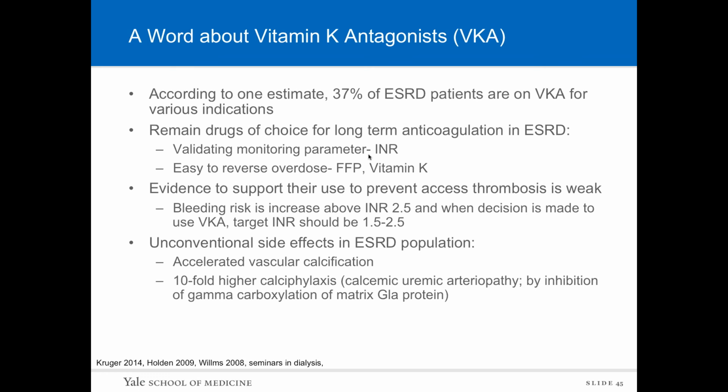Unconventional side effects in the ESRD population, which are generally not seen in other people, are accelerated vascular calcification and the rare but dangerous complication of calciphylaxis, which is also known as calcemic uremic arteriopathy. There's about a 10-fold increase in calciphylaxis when patients are started on Coumadin. And the mechanism of this is via inhibition of gamma carboxylation of matrix glycoprotein, or MGP.